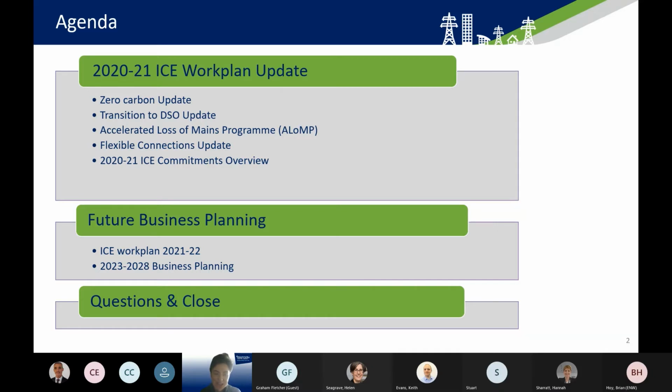So the purpose of today is that we're hoping to provide you with an update on our 2020-21 ICE work plan for distributed generation at low voltage. And as part of that work plan and the commitments that we made for this year, we're going to provide you with an update on our zero carbon plan and where we're up to with that.